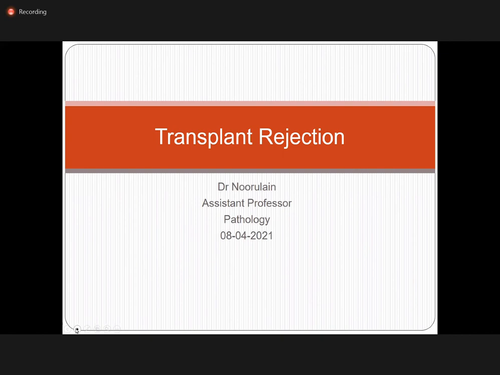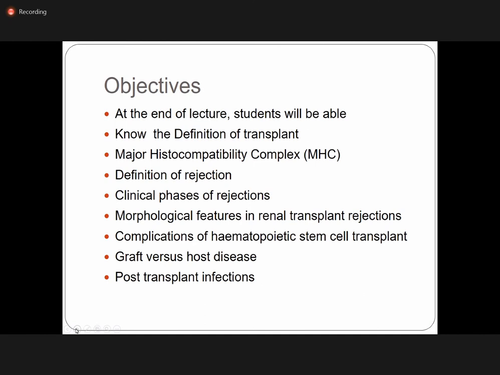Our objectives are, at the end of the lecture, you will be able to know the definition of transplant. What is the histopathologic component? What is the significance of transplantation? What is the definition of rejection? The causes of rejection, morphologic features in transplantation, and the use of stem cell transplant. What are the types of GVHD and transplant infections?